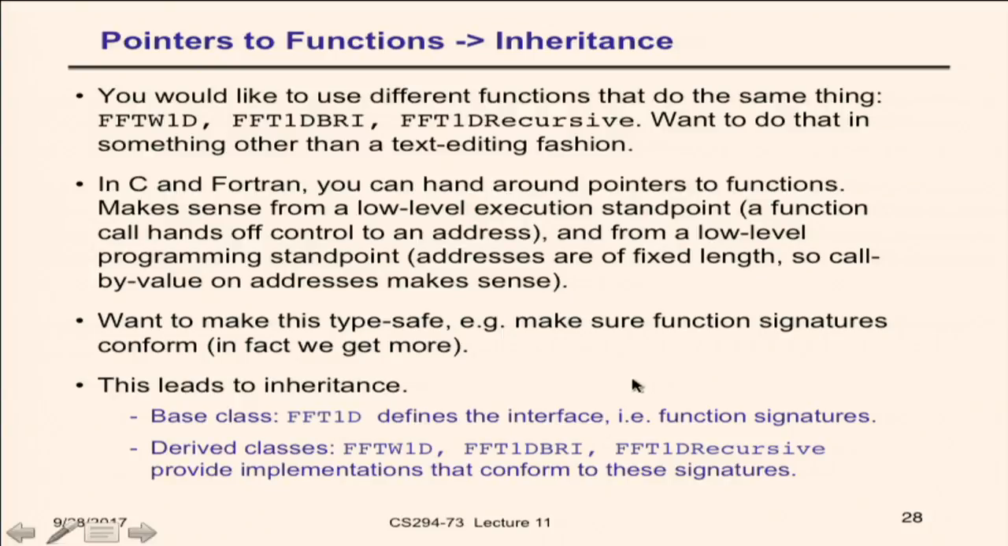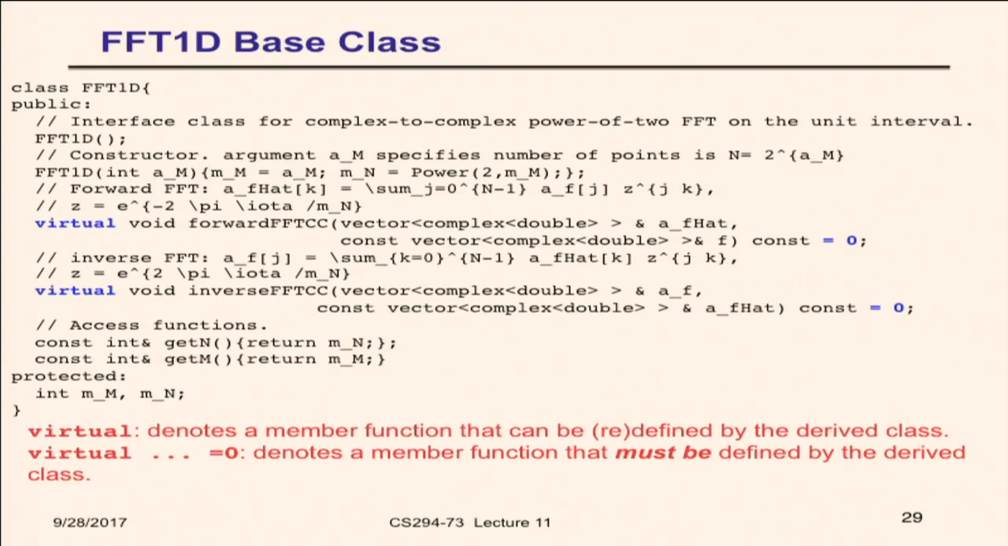function signatures are. And then you're going to have derived classes, FFTW1D, FFT1D-BRI, FFT1D recursive, that provide implementations that conform to these signatures. So what does that look like? Let's take our original FFT1D class and ask, okay, how would the .h file change? I'd have the same public interfaces, all the rest of this, except for two of my definitions.